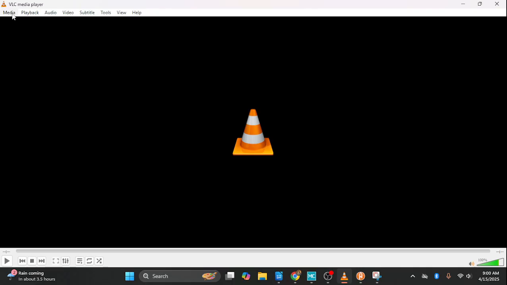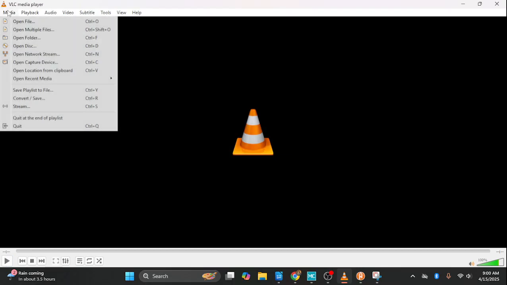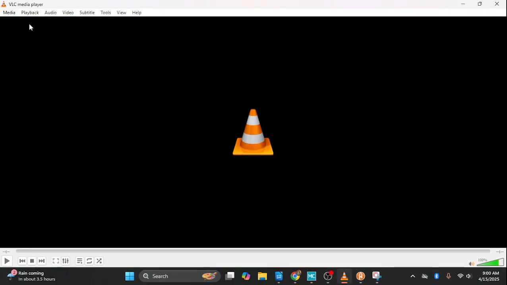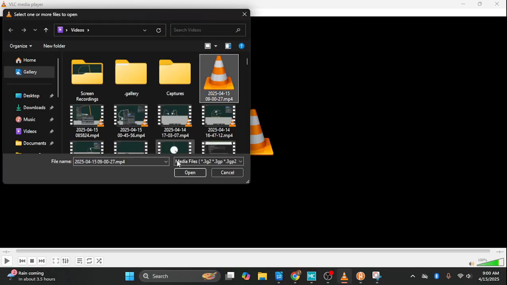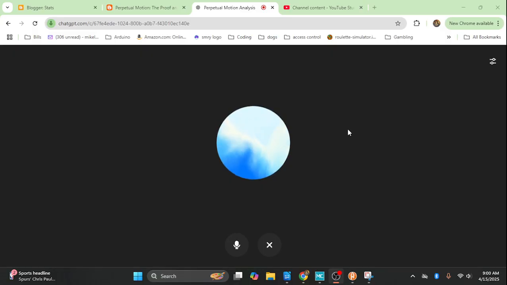Sure, let's approach this systematically. Since I can't directly view the video, I'll walk you through a general process of how we can break it down and what to look for. Step-by-step video analysis. 1. Identify components. Look for key mechanical parts, just pendulums, gears, levers. Note any asymmetry or unique design elements.